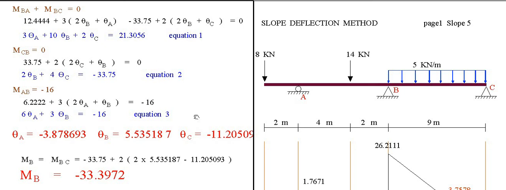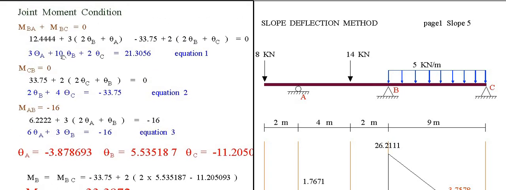The same is true with moment AB, which is 16. If you substitute these values of theta A and theta C, the result is 16. Just check your calculator.